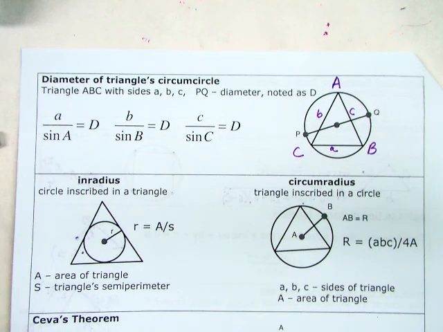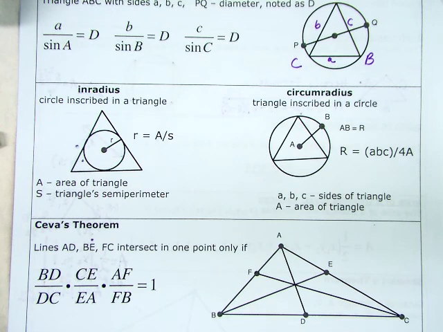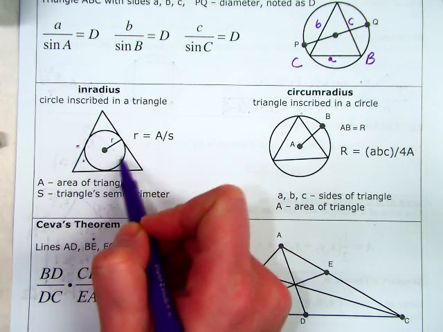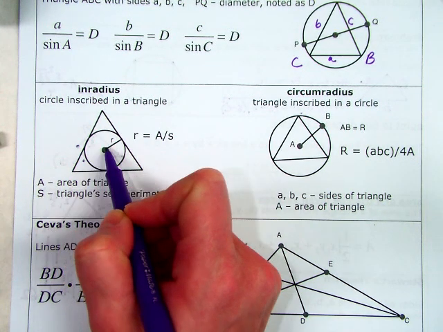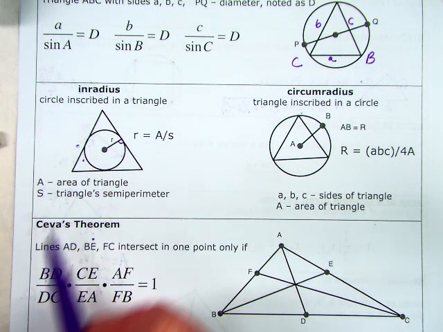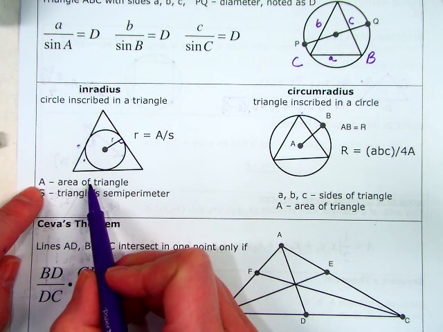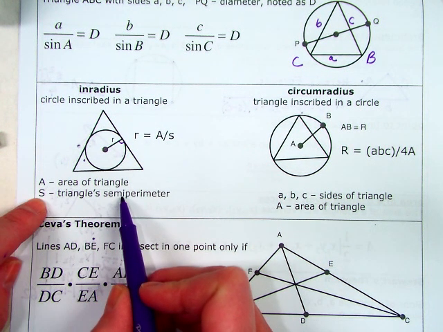Next one, inradius and circumradius. You guys have learned about an inscribed circle, right? That's the inradius. It makes a right angle here. How do you find that radius? You simply take the area of the triangle divided by half the perimeter.